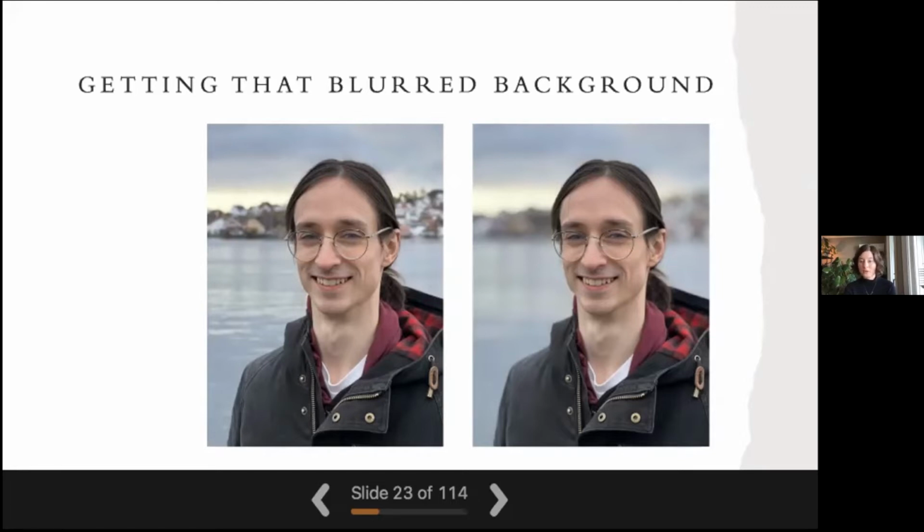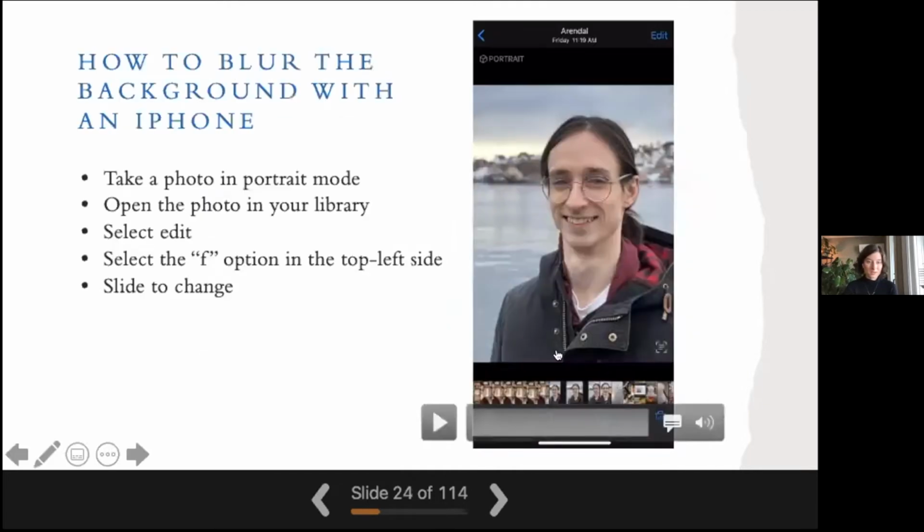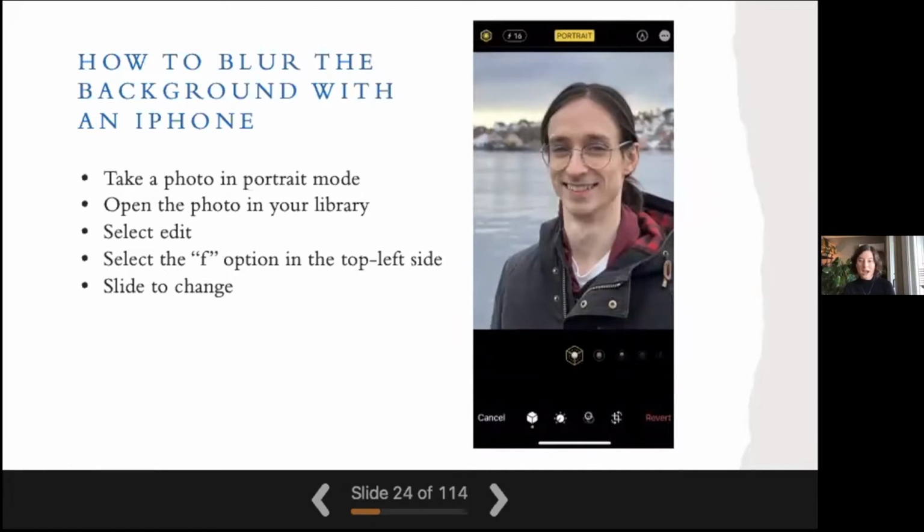If you're an iPhone user, you can change your f-stop and add in or remove background blur when you're taking photos in portrait mode. But did you know that you can actually do that after you've taken the photo? Here's a screen recording that shows you how. You just open your photo library, tap on edit in the top right corner, and then tap on the F at the top left side, and then slide to change from just a little bit of blur to a lot of blur.